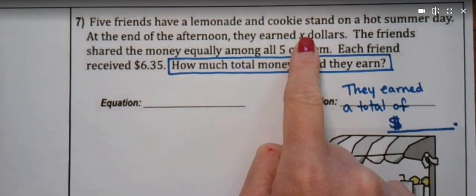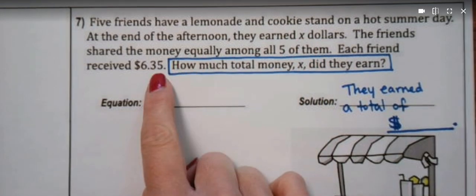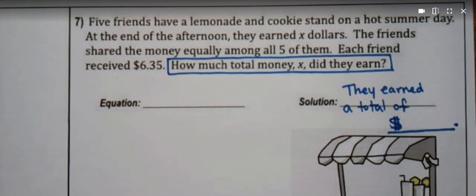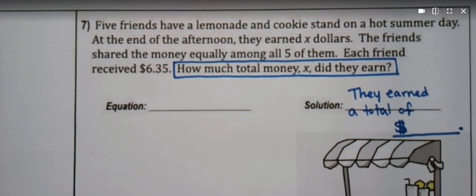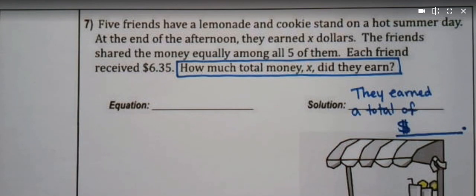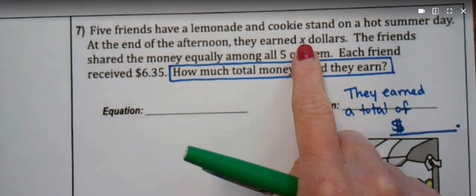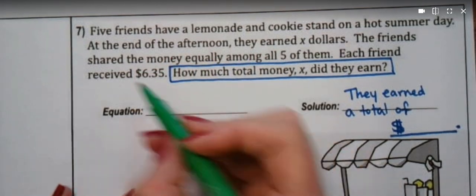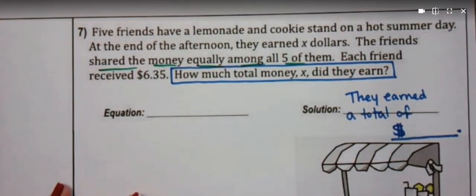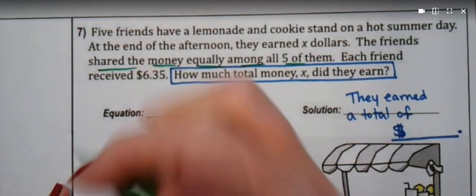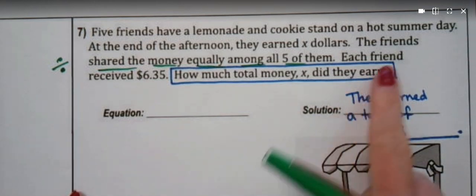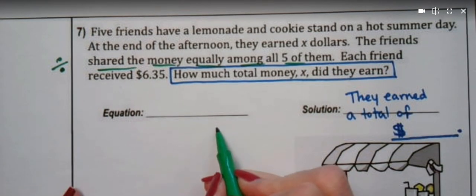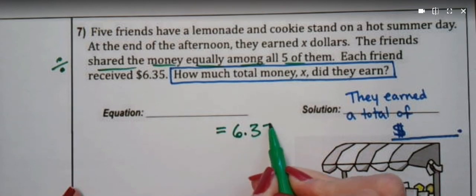What amount of money X did they earn before they divided it by 5 people to each get this much money? Okay, so what was their total before they divided it? All right, we can do this. Let's tell a story of what's happening. We have 5 friends that earned a total of X dollars, and they're going to split it evenly. They're going to share it equally among the 5 of them. Just the words share the money equally tell us that this is going to be division, right? They're dividing it so everybody has the same amount of money. Each friend receives this much money. So after our equal sign, they're each going to get $6.35.